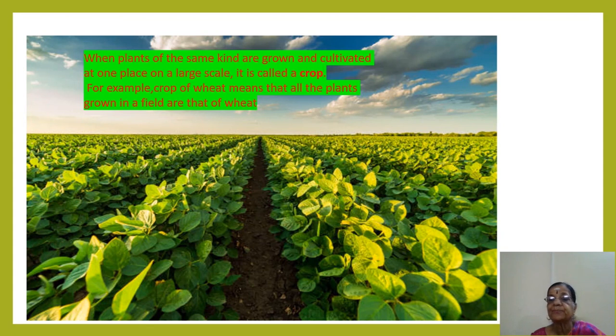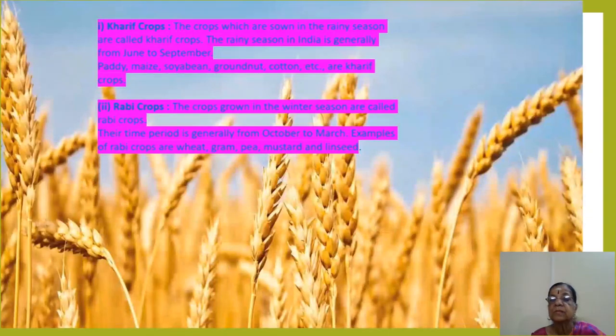The next one. The types of crop: kharif crop and rabi crop. Plantation is also there, but you will understand. Kharif crops are those grown in the rainy season. The rainy season in India is generally from June to September. Examples: paddy, maize, groundnut and cotton are kharif crops.